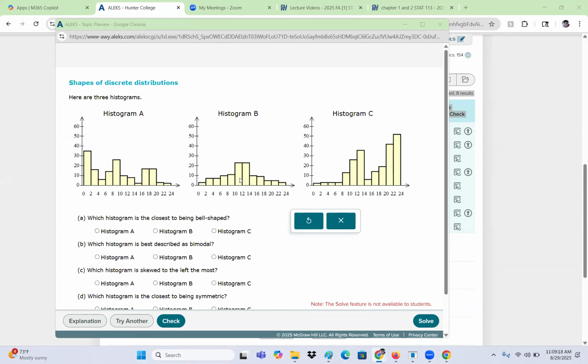So the bell shape is B, okay? The bell shape only has one mode. The bell shape is like this. This is what we call the bell shape. By bimodal, we basically mean that it has two peaks.